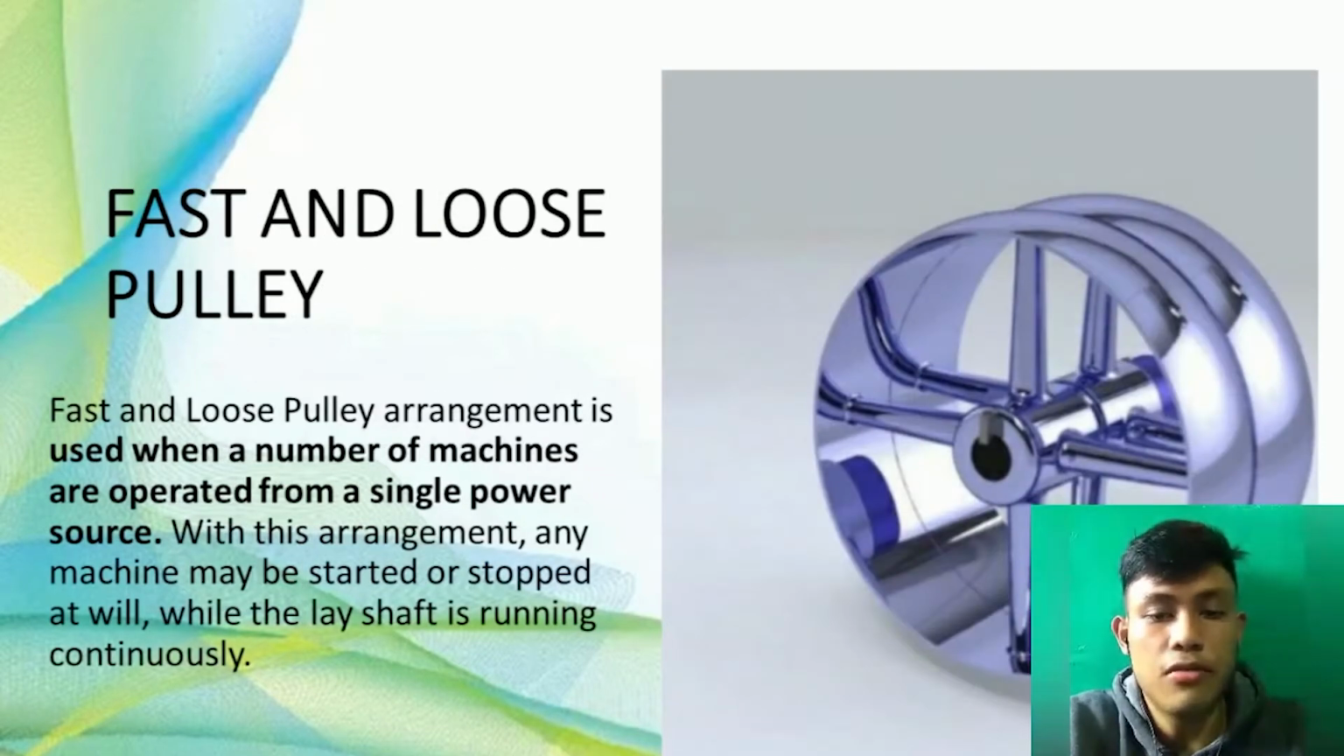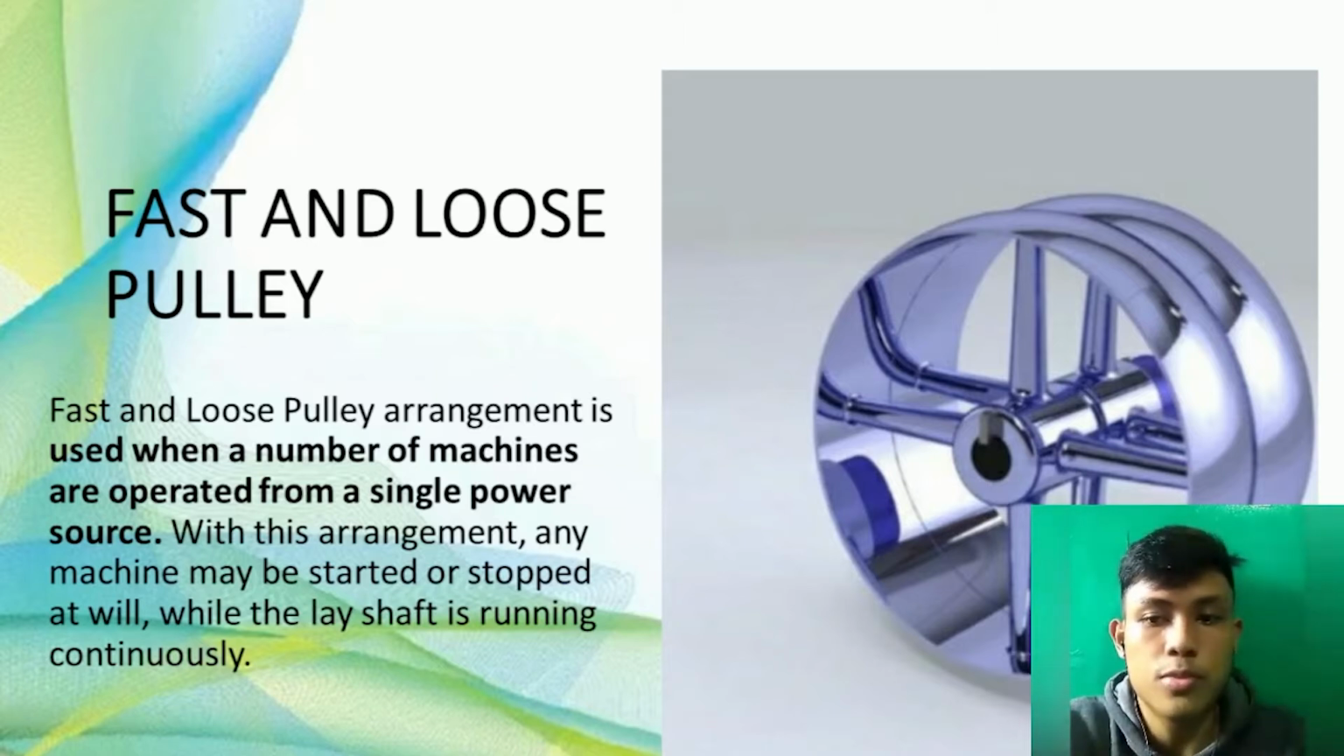The fourth type is the fast and loose pulley. When a number of machines are operated from a single power source, each machine is provided with a fast and loose pulley arrangement. With this arrangement, any machine can be started or stopped at will. While the lathe shaft is running continuously, the fast pulley is mounted on the shaft with a key joint, whereas the loose pulley runs freely on the shaft.